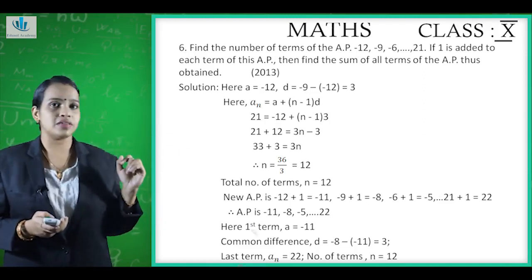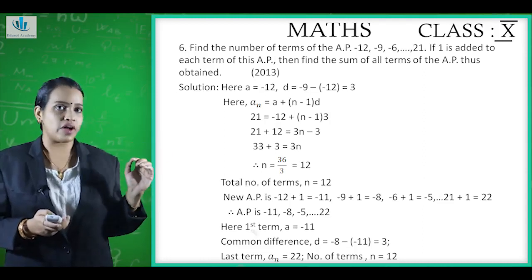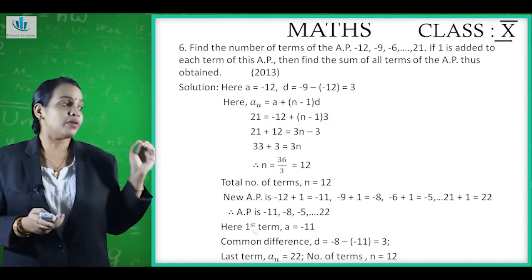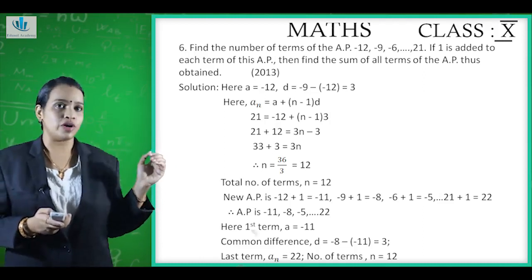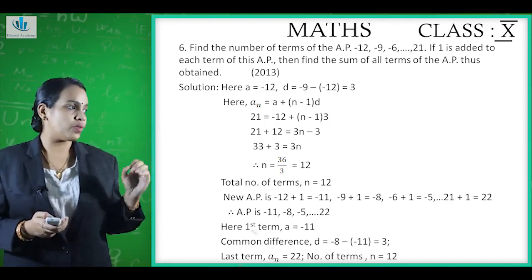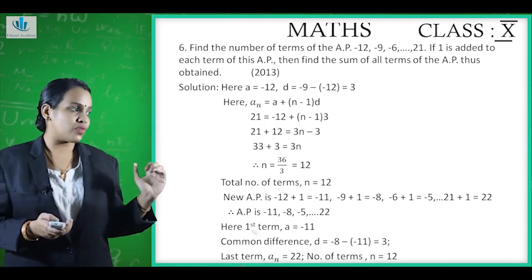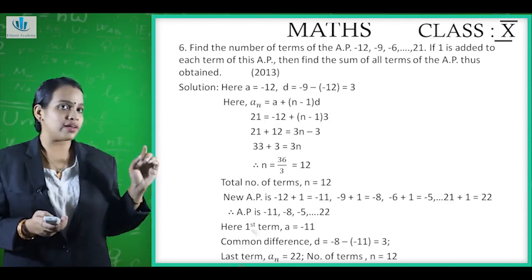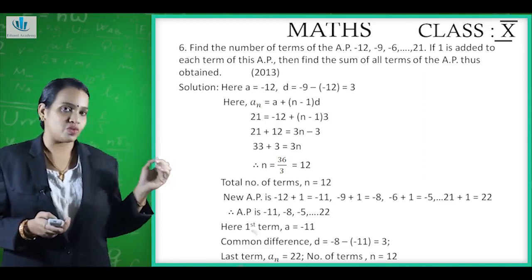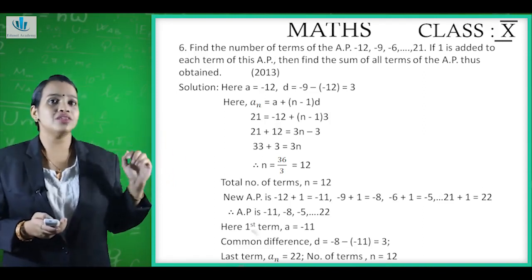Now in the first AP, you know the value of a is equal to minus 12. For d, you have to find the common difference, that is minus 9 minus of minus 12, which is equal to minus 9 plus 12, which is equal to 3. So we will put the formula of finding the terms, that is an is equal to a plus n minus 1 into d. Now an, you know the last term, it is 21. So 21 is equal to a, which is minus 12, plus n minus 1 into d, and the value of d is 3.